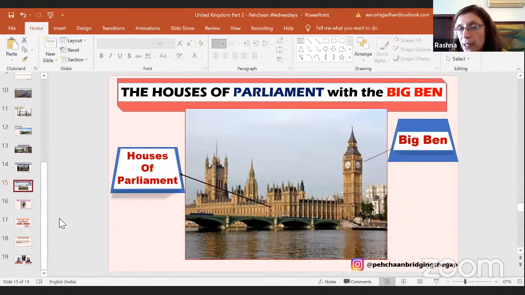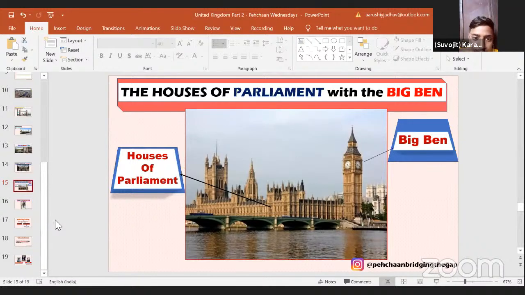Houses of Parliament, bicameral legislature, right? We said there are two houses of Parliament. Bi means two. Can anybody remember the names of the two houses of Parliament in the United Kingdom? Whoa, two hands up. Yes, Karan. House of Lords and House of Commons. Oh, wow. Superb. The House of Lords and the House of Commons.